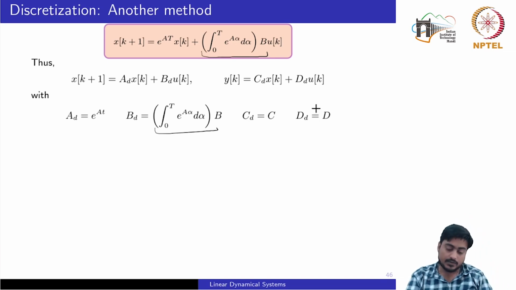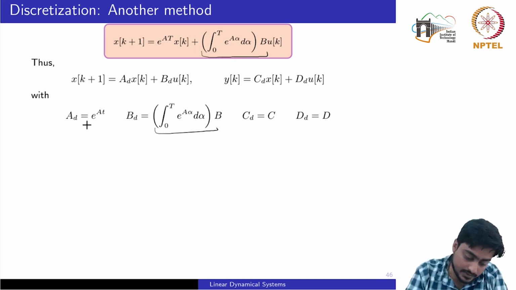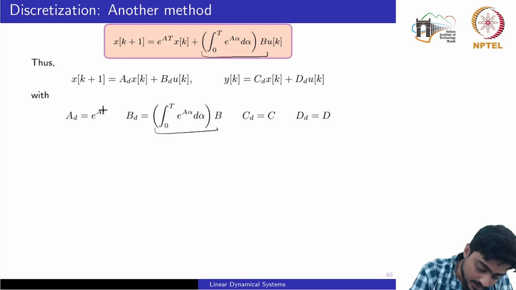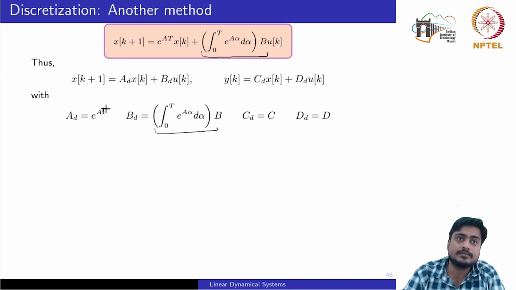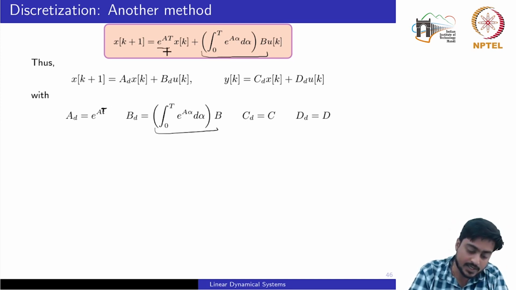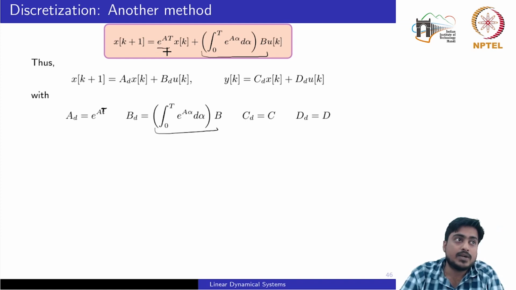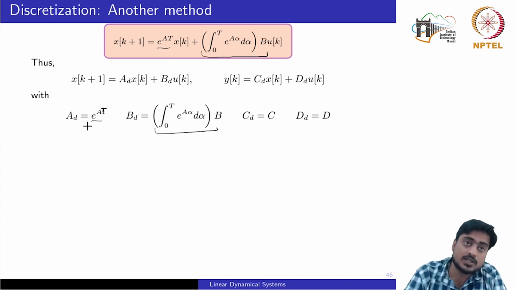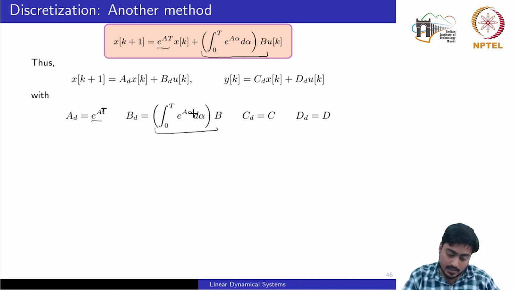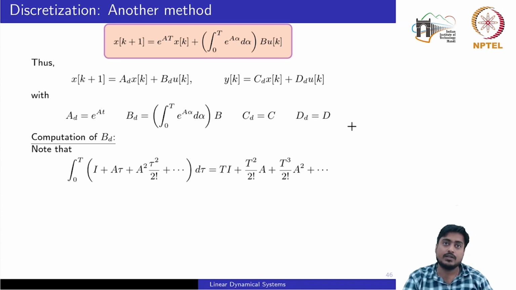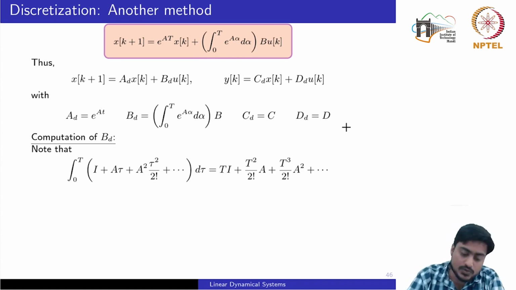Basically it should be e to the power A into capital T, right? Because we have e to the power AT. Given the sample time, we can compute this matrix exponential. For the computation of BD, we need to compute this integral, but we also have a solution for that. Instead of computing the integral, we can write the closed form solution of this one.